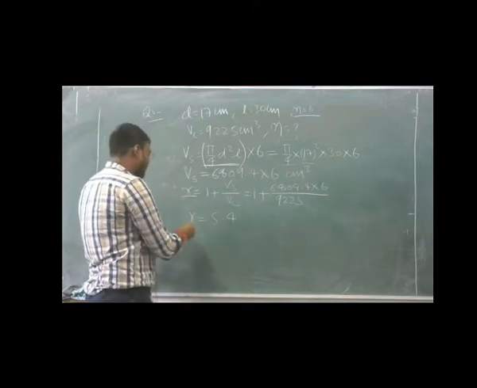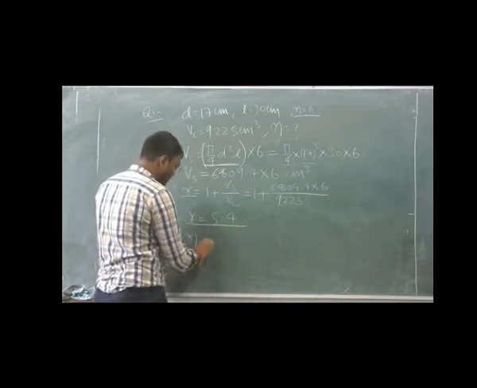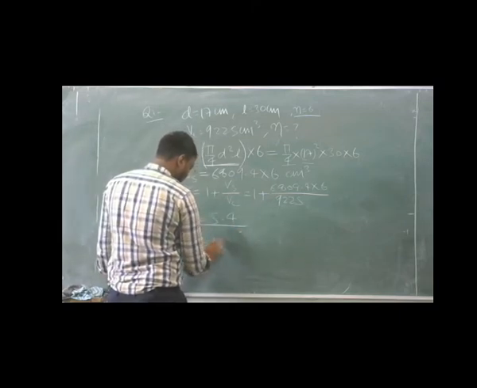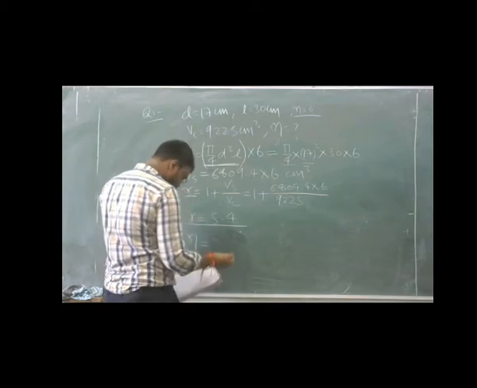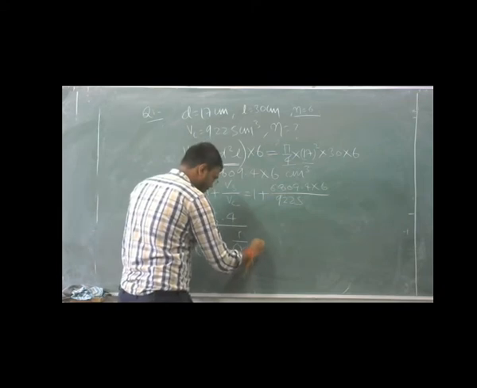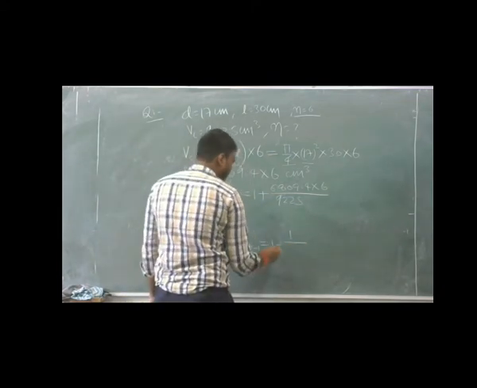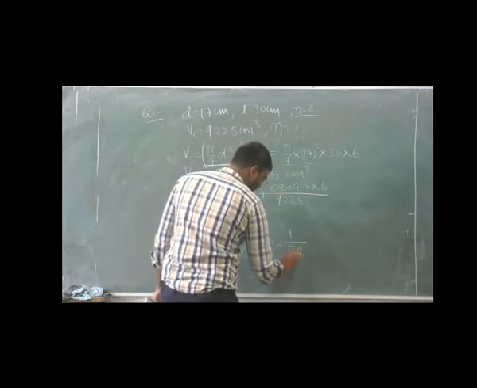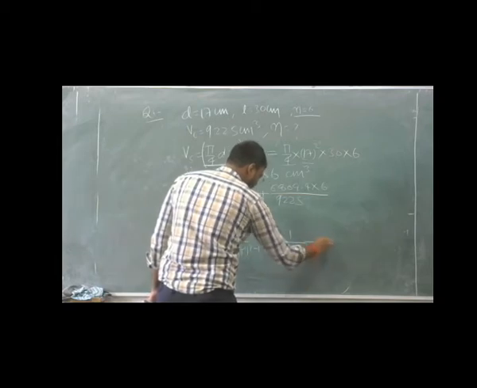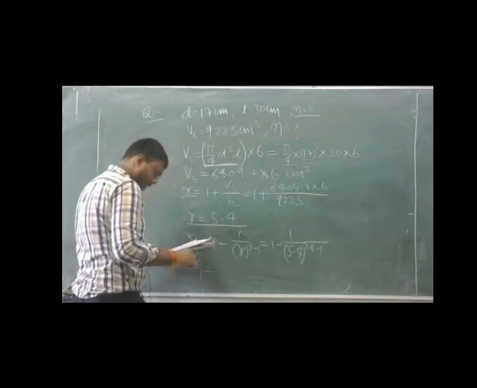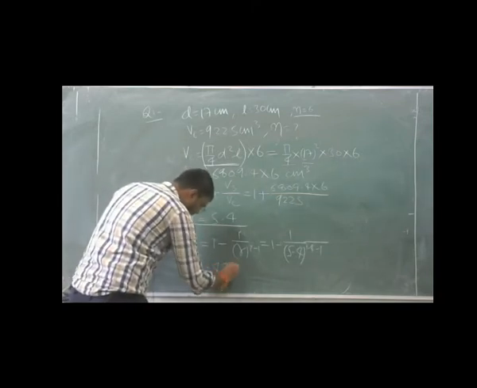Now we have the value of R, so we can easily calculate the efficiency. Eta is equal to 1 minus 1 by R to power gamma minus 1. 1 minus 1 by 5.4 to the power 1.4 minus 1. So it will become equal to 49.16%.